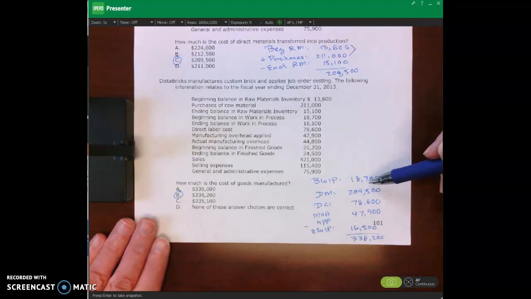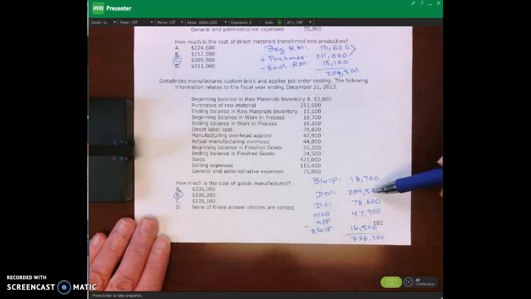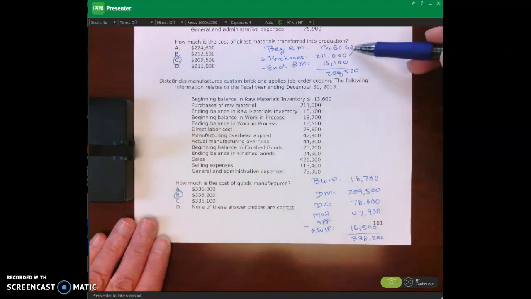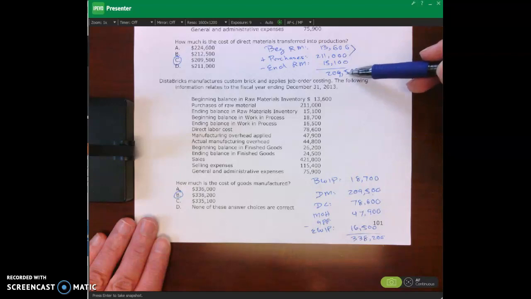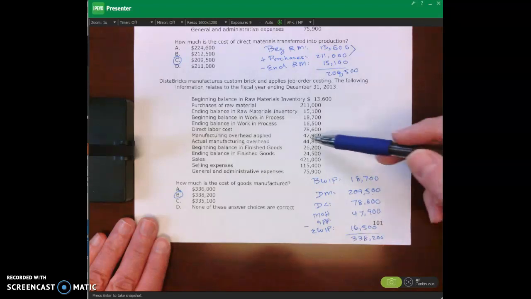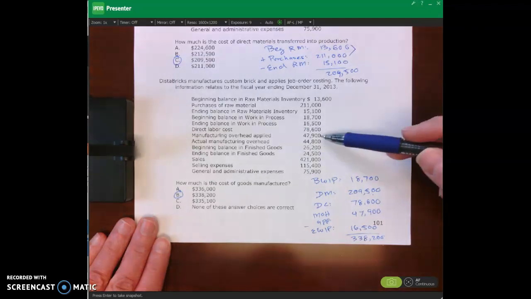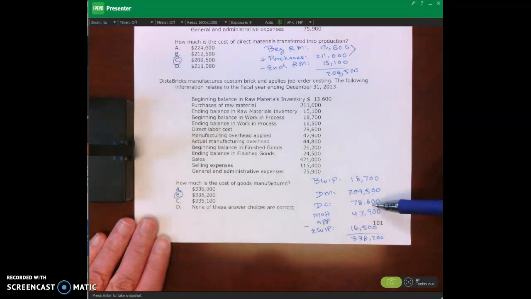So remember, that's equal to the cost of our beginning WIP, which is given to us, plus our direct materials cost, and you can see how we got that up here. Remember, it's the cost of the materials used, not the cost of the materials purchased. So that's how we got that 209,500, plus our direct labor, which is given to us, plus our manufacturing overhead applied. I mentioned right before we paused the lecture video that you want to use the manufacturing overhead applied to calculate cost of goods manufactured, minus the cost of our ending work in process.